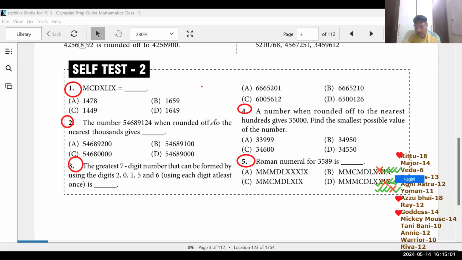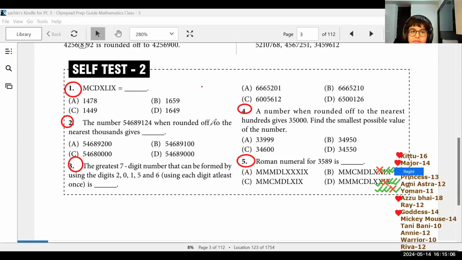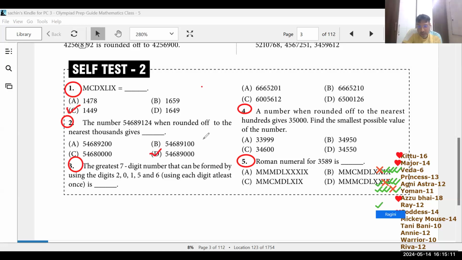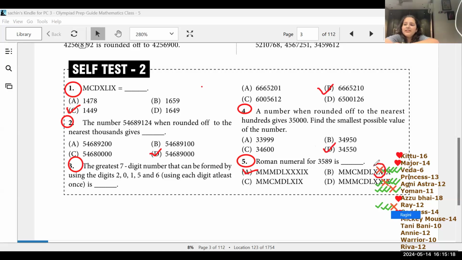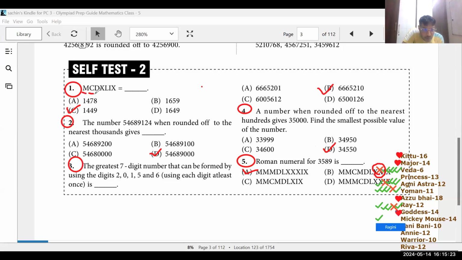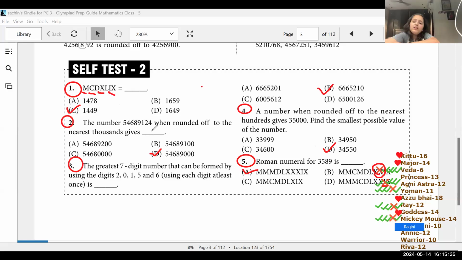Major Ray, Mickey Mouse, have you sent? Sir, it is C, D, B, D, A. For the first question, Veda, what is the problem? This is 1000, this is 400, this is 40, this is 9. Then for the second question, you understood your mistake, Agniastra? Sir, I did a typing mistake.